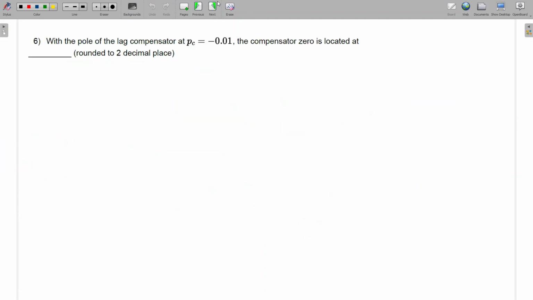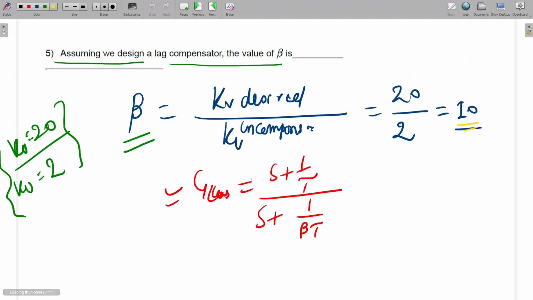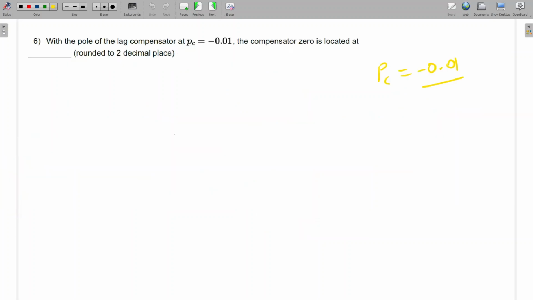With the pole of the lag compensator Pc equal to minus 0.01, where is the compensator zero located? First we write the transfer function: Gc is equal to (s plus 1 upon tau) divided by (s plus 1 upon beta tau). The pole is given, so s equal to minus 1 divided by beta tau is the pole, and this is equal to minus 0.01.